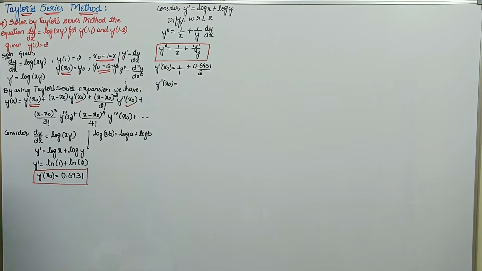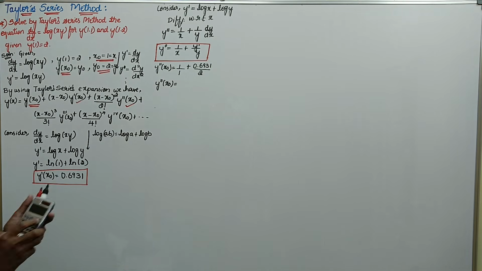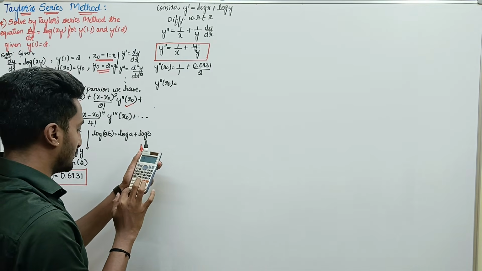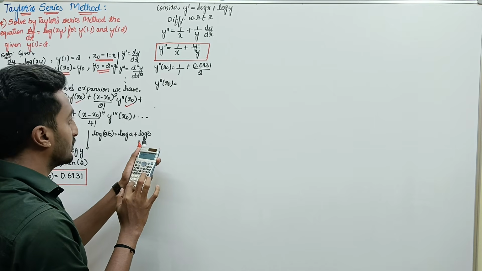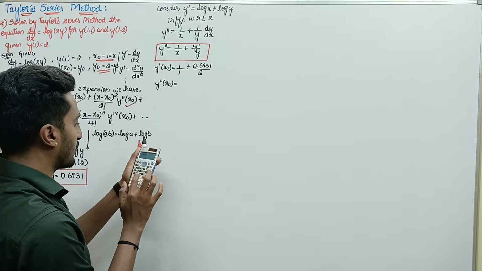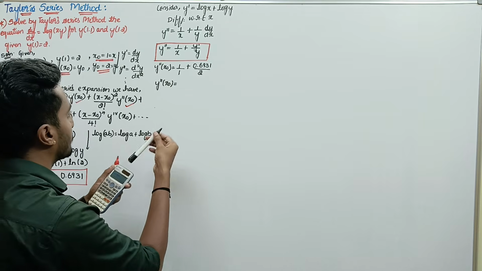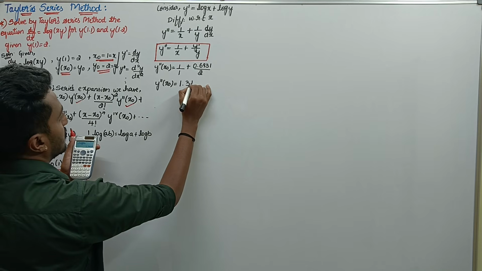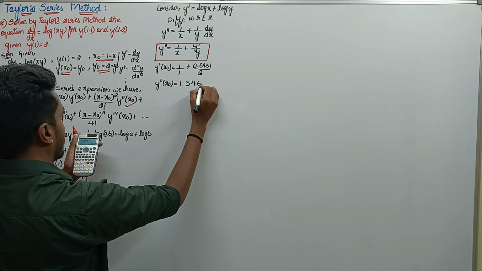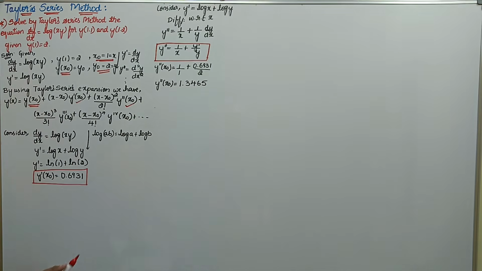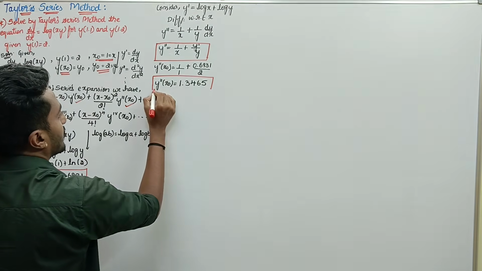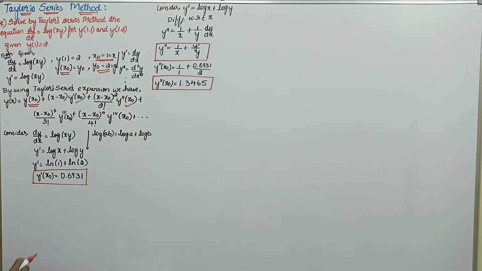Let us simplify the next procedure. Now just simplify. 1 by 1 is 1 plus, again numerator denominator, 0.6931 divided by 2, equals, you get 1.3465. This is the value of y double dash. Got the point? Yes. See, we have completed y double dash.